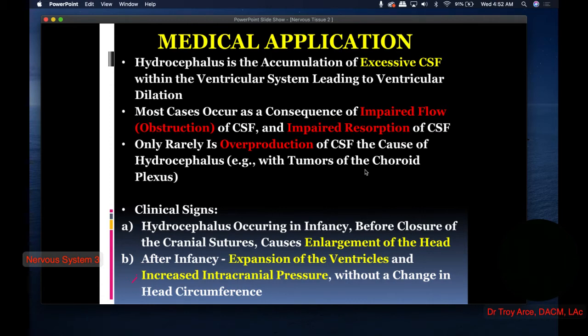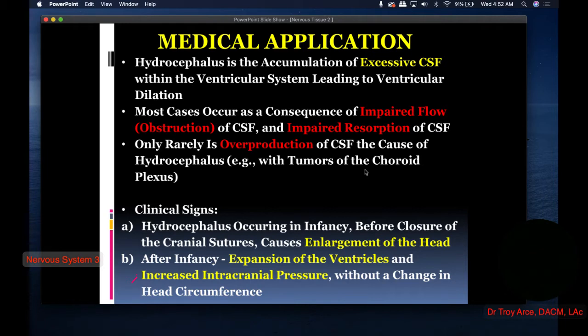Clinical signs with hydrocephalus occurring in infancy and before closure of the cranial sutures cause enlargement of the head, and after infancy, expansion of the ventricles and increased intracranial pressure without a change in head circumference. So that means things are getting trapped in there. There's also, when someone has a head injury, if there's nowhere for that CSF to go, people get intracranial pressure. That's another medical application you need to think about.